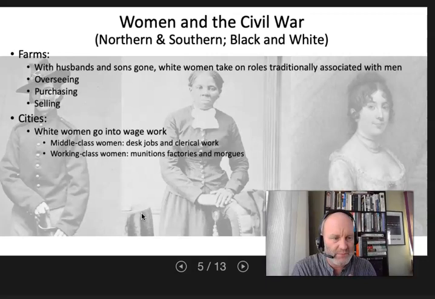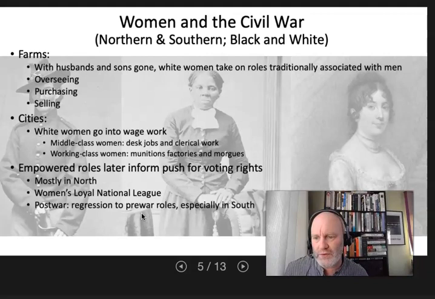But again, we see women entering all kinds of new roles in the Revolutionary War. In the Civil War, we see that as well. What's different is the prominence of wage labor, which isn't as prominent during the revolution. This wartime empowerment has women pushing for more rights in the post-Civil War world.